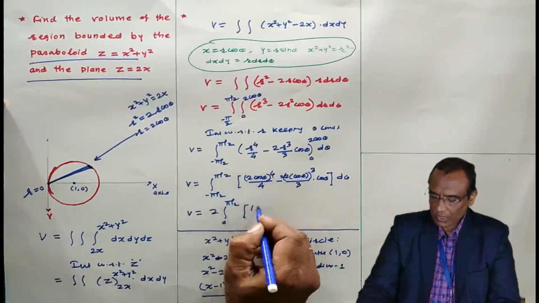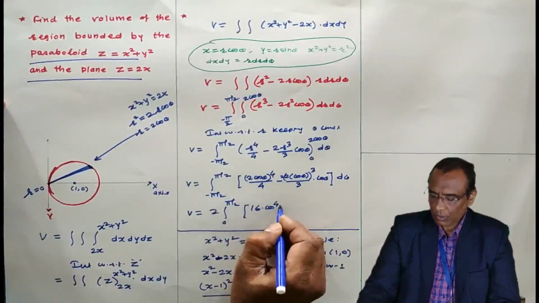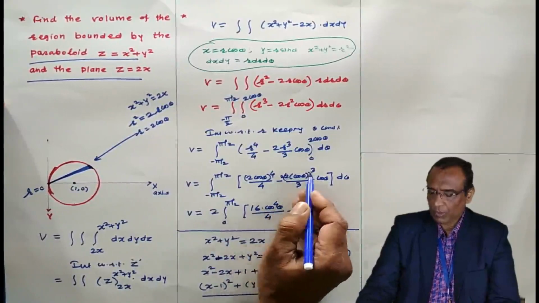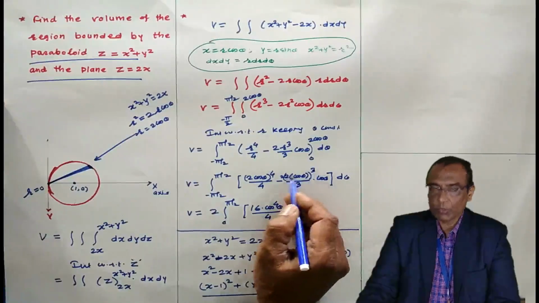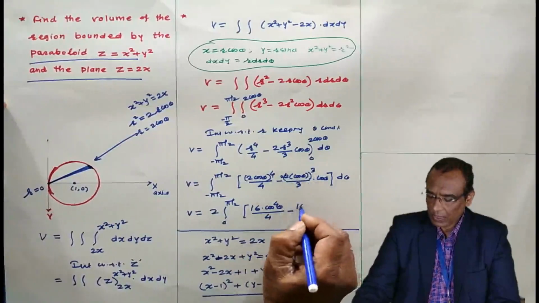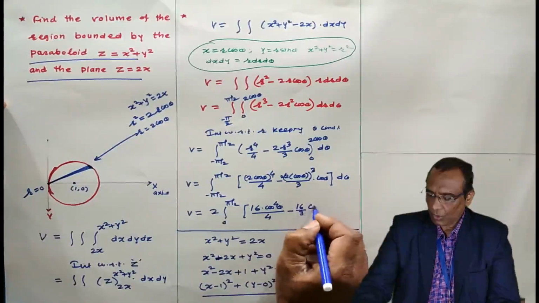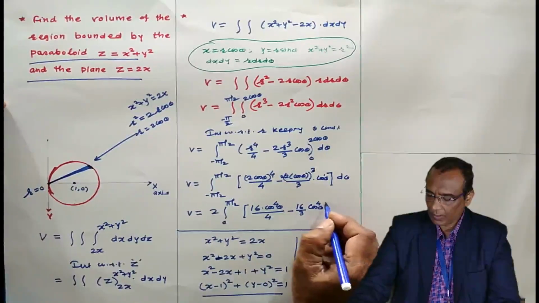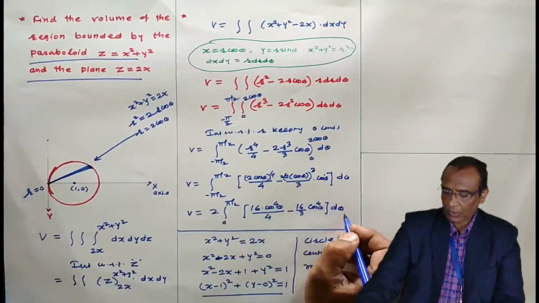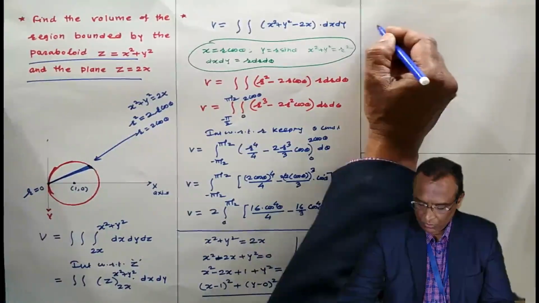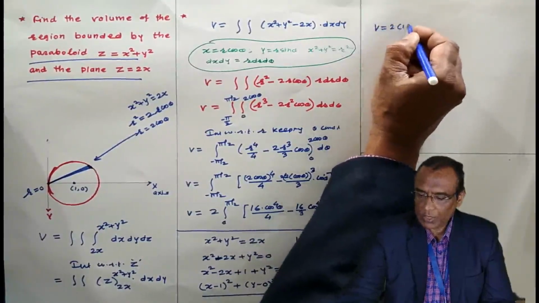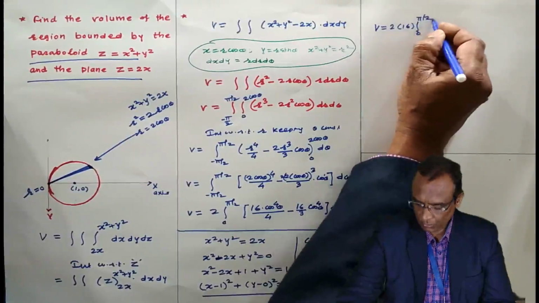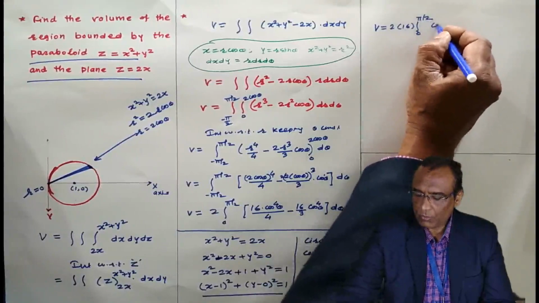2 raised to 4 is 16, cos power 4 theta by 4. Here 2 raised to power 3 is 8, 8 into 2 is 16, 16 by 3, cos power 3 times cos power 1, cos power 4 in this way. Now, this 16 is common. 2 multiplied by 16, 0 to pi by 2, cos raised to power 4.